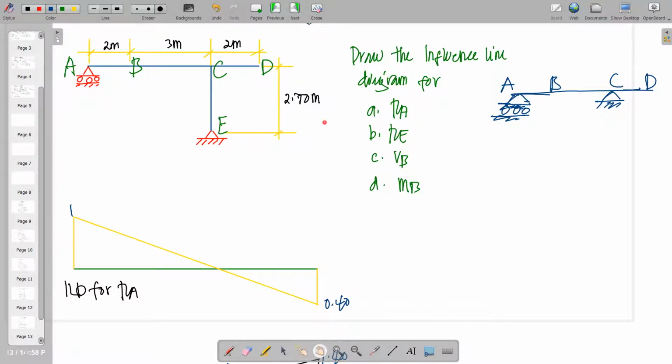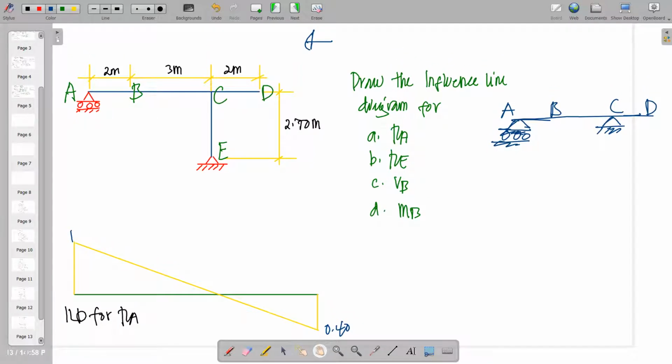So we'll just have to expound our solution here. For RE, first, we will be having an illustration. Say we have here 1, the unit load, measured x from A. So we are concerned with RE.